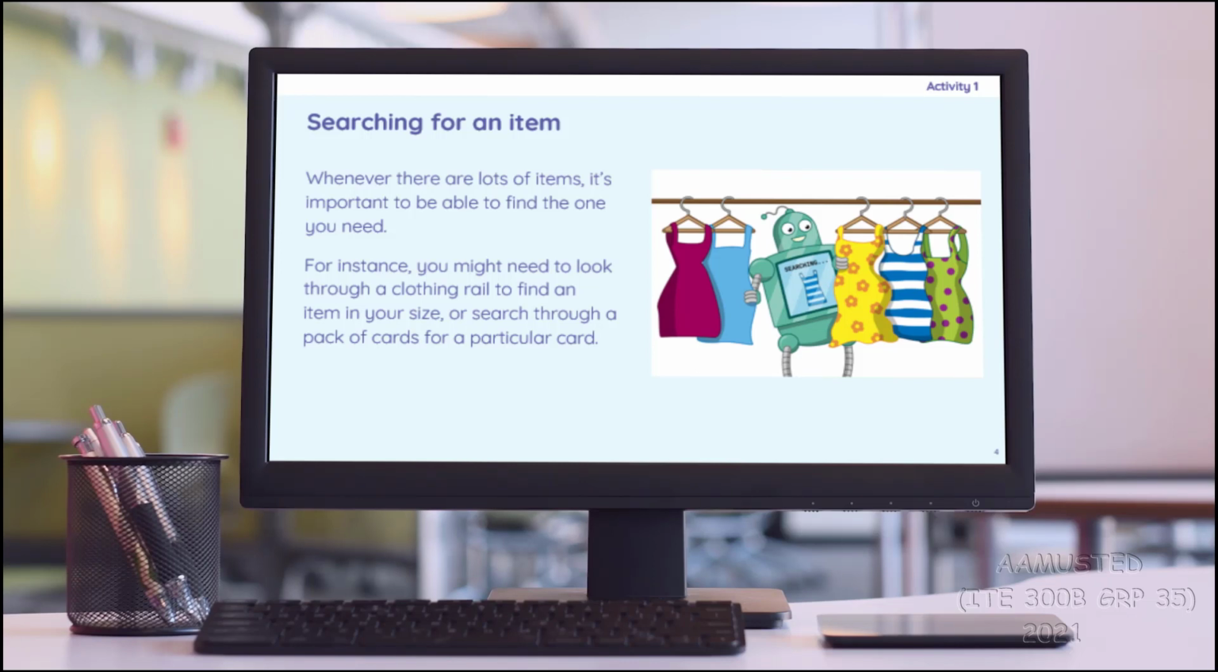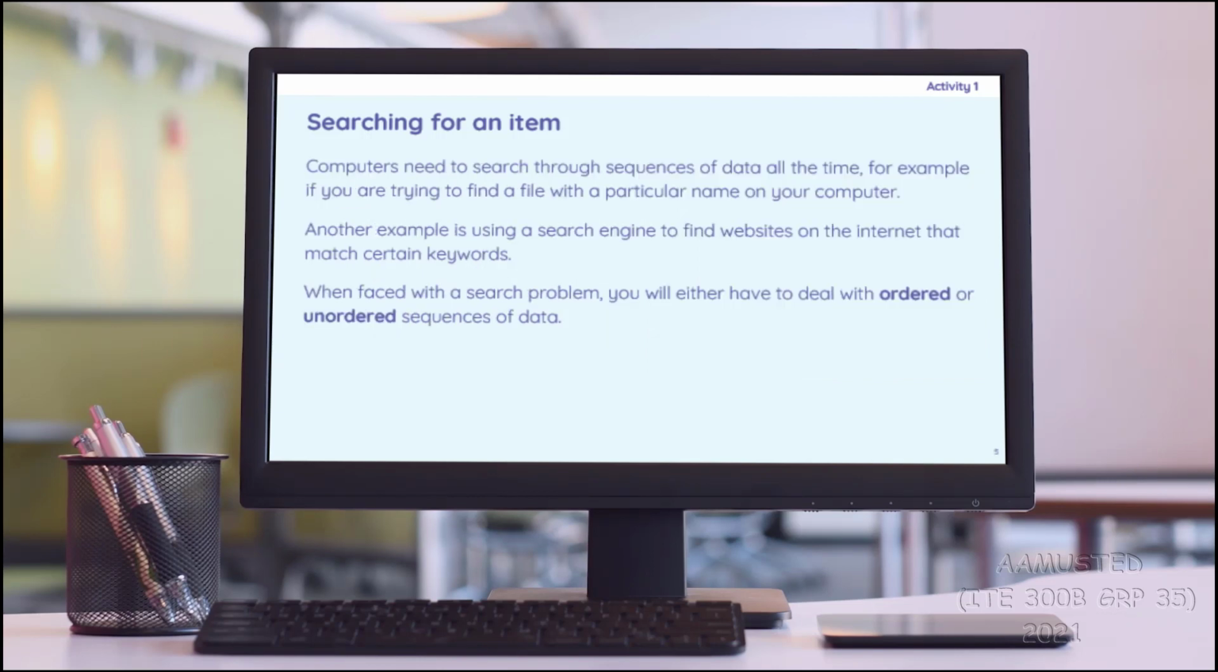Whenever there are lots of items, it is important to be able to find the one you need. For example, you might need to look through a clothing rail to find an item in your size, as stated in this picture, or you search through a pack of cards for the particular card you are looking for. So computers also need to search through sequences of data all the time. For example, trying to find a file with a particular name on your computer. Another example is using a search engine to find websites on the internet that match certain keywords.